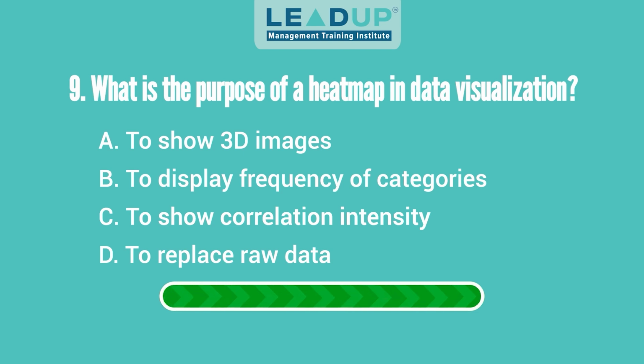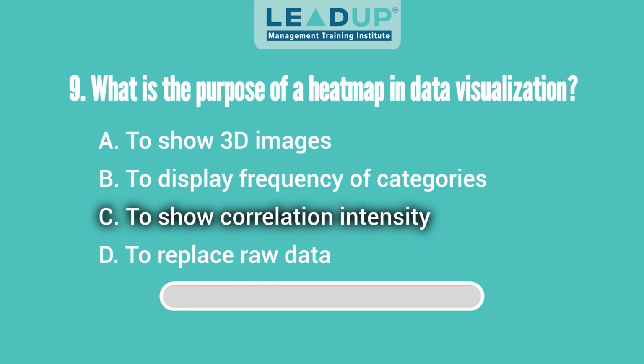Question 9. What is the purpose of a heat map in data visualization? A. To show 3D images, B. To display frequency of categories, C. To show correlation intensity, and D. To replace raw data. The answer is to show correlation intensity.